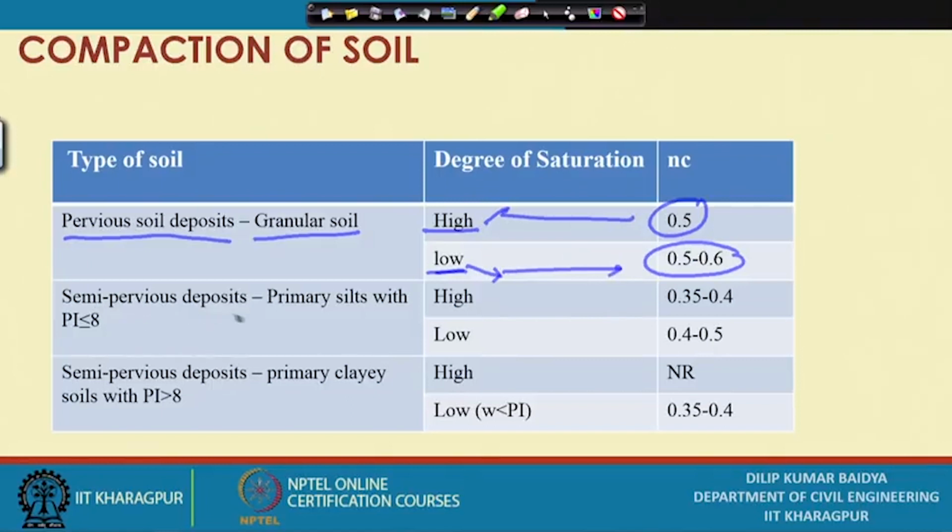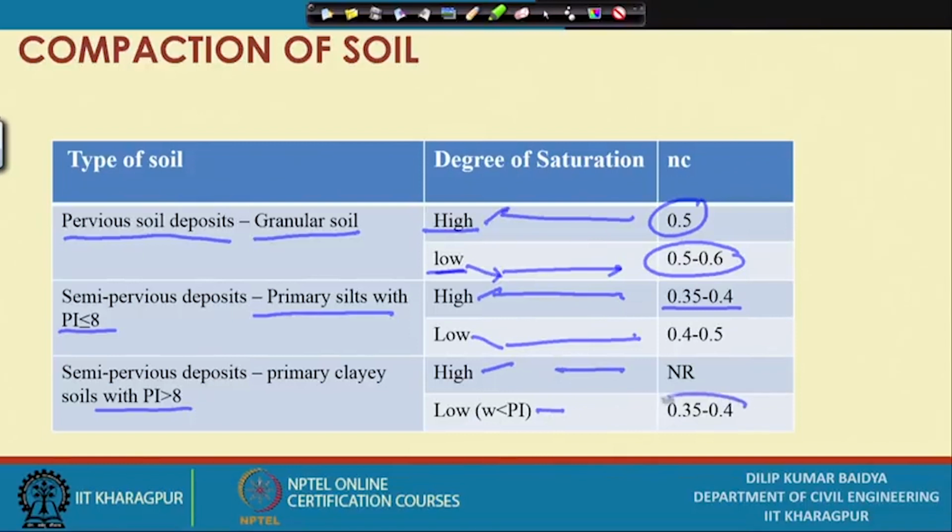Similarly, for semi pervious deposit, primarily silt with PI less than 8, high saturation gives 0.35 to 0.4 and low saturation 0.4 to 0.5. For semi pervious deposit, primarily clayey soils with PI greater than 8, for high degree of saturation it is not available, and for low saturation it is 0.3 to 0.4.